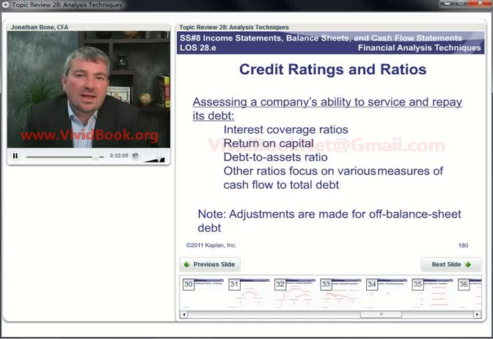So they're going to look at interest coverage ratios, EBIT over interest. They're going to look at return on capital ratios. They're going to look at debt to assets, and they're going to look at other cash flow to debt measurements. Now, of course, all of the rating agencies will adjust the balance sheet for off-balance sheet finance. In particular, they'll capitalize operating leases, add them to both assets and liabilities before computing their ratios.